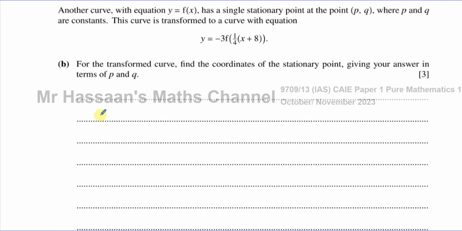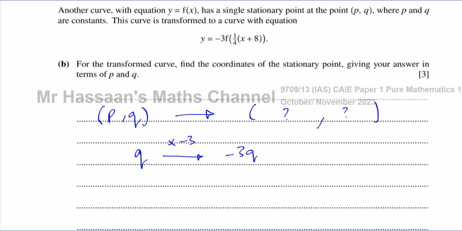All right, so you're starting off with the point PQ. And PQ is transformed to something that we have to find. Now in this case, the easier one to deal with is Q. You know that Q is going to be transformed in such a way that you have to multiply it by -3. So it's going to be -3q. That's pretty simple.